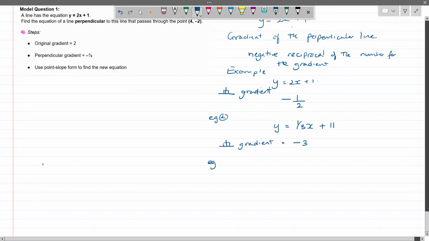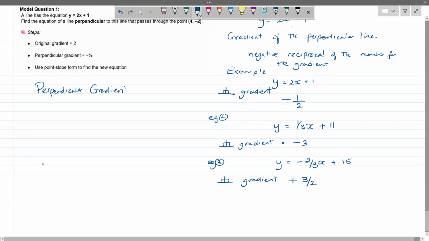Here's another example. Let's say we have a line y is equal to -2/3 x plus 15. The perpendicular gradient: we will change the sign, flip the number. Change the sign, flip the number. So for the perpendicular gradient, change the sign, flip the number.